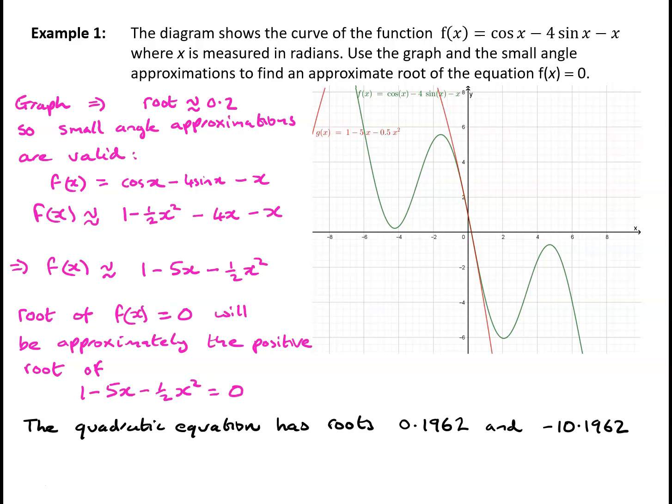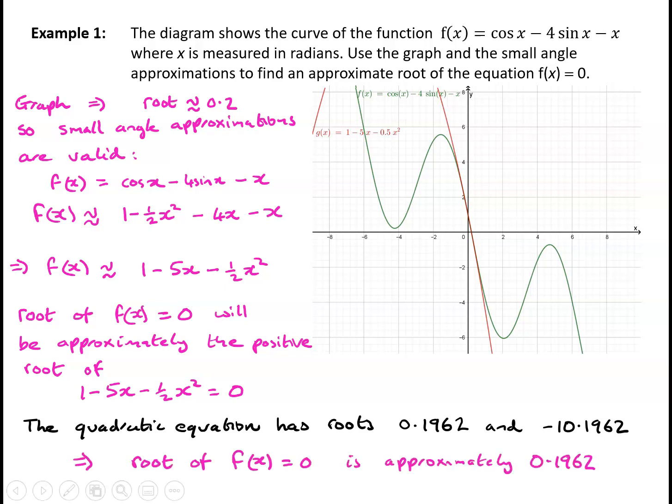minus 10.1962. We can see from the graph with the approximation 1 minus 5x minus 0.5x squared added to it that the approximation quadratic is good to the original function for small values of x, so it seems sensible to take the value 0.1962 as being our approximate solution of the equation f of x equals 0.